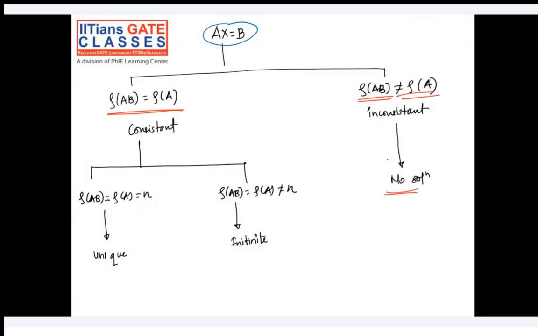But if rank of A is equal to rank of AB, it's a consistent case, and depending on whether the rank is equal to n or not equal to n, you have a unique solution or infinite solutions. This you already know, we have studied in linear algebra. If rank is equal to the number of unknowns, you will get a unique solution. If rank is not equal to the number of unknowns, you will get infinite solutions. Clear?